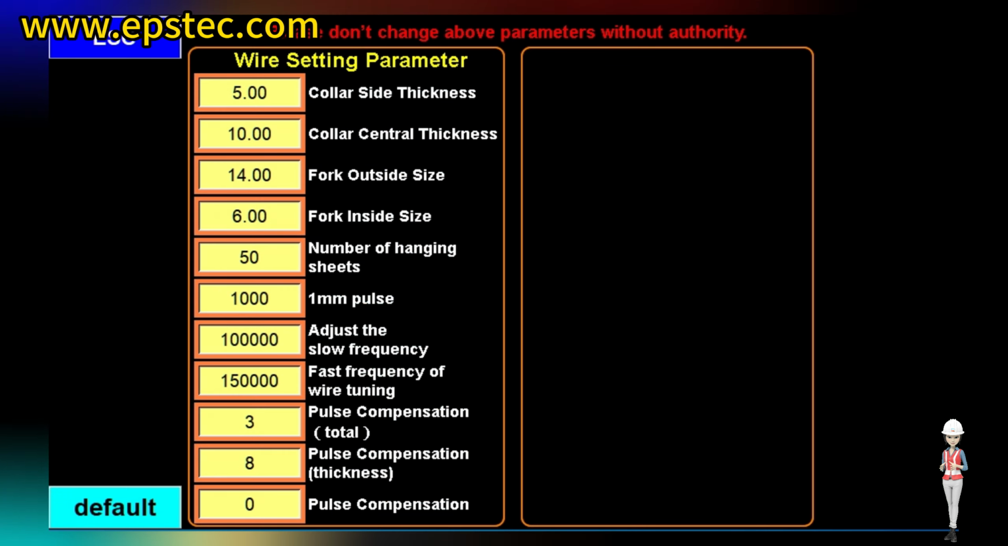4. Fixed wire setting parameters. In most cases, the fixed wire setting parameters do not need to be adjusted. However, in special cases, such as the replacement of different types of wire materials or changes in machine configuration, it may be necessary to make minor adjustments to the fixed parameters.